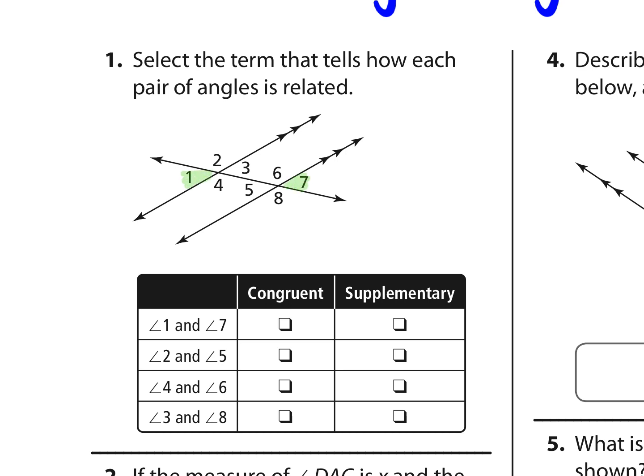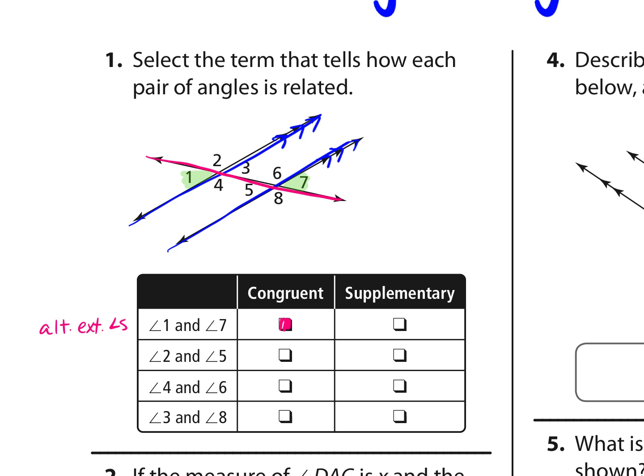Notice that this is a special angle diagram. We've got a set of parallel lines. You can tell by these little arrows here that they are parallel. And we have this transversal line. These 2 angles are on opposite sides of the transversal line. So that makes these alternate exterior angles, and they are congruent to each other.